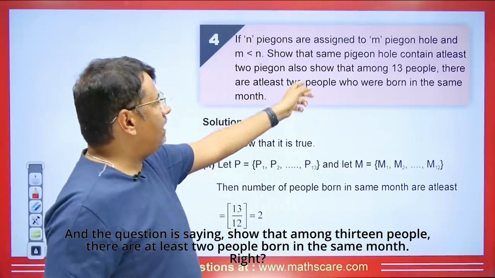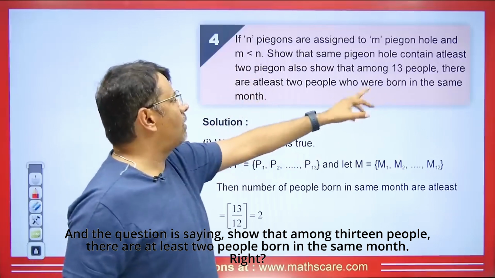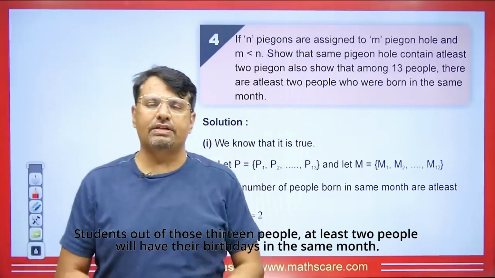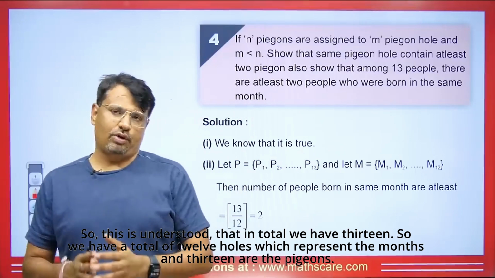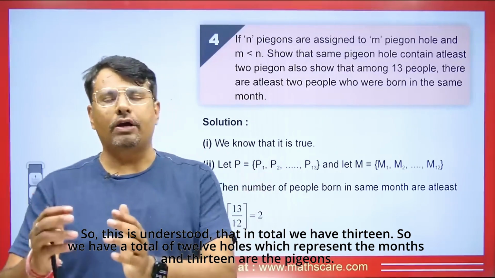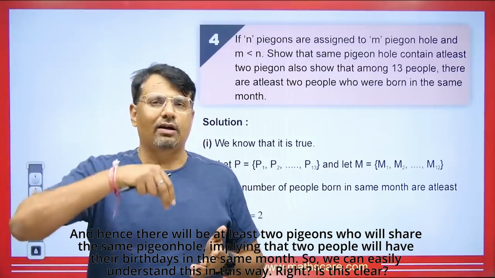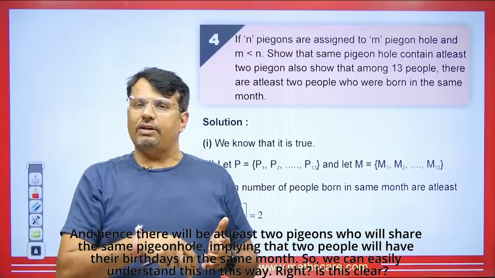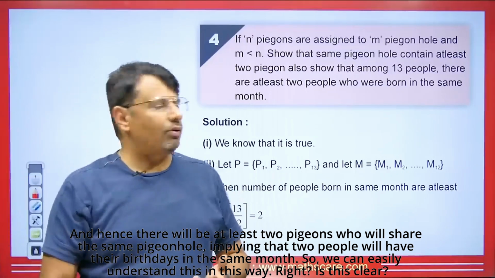And the question is saying, show that among 13 people, there are at least 2 people born in the same month, right? Students, out of those 13 people, at least 2 people will have their birthdays in the same month. So this is understood that in total we have 13. So we have 12 holes which represent months, and 13 are the pigeons. And hence there will be at least 2 pigeons who will share the same pigeonhole, implying that 2 people will have their birthdays in the same month. So we can easily understand this in this way, right?